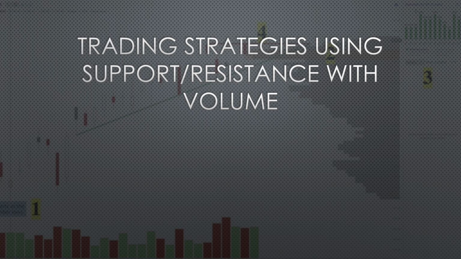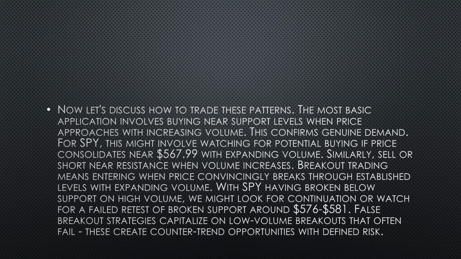Trading strategies using support and resistance with volume. Let's discuss how to trade these patterns. The most basic application involves buying near support levels when the price approaches with increasing volume. This confirms genuine demand. For SPY, this might involve watching for potential buying if the price consolidates near $567.99 with expanding volume. Similarly, sell or short near resistance when the volume increases.